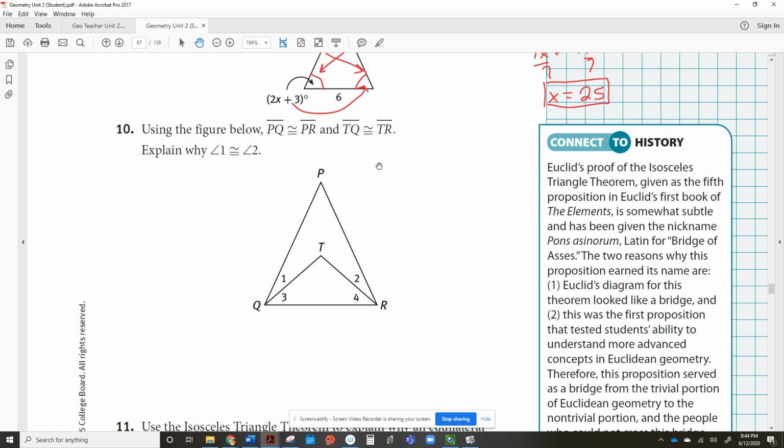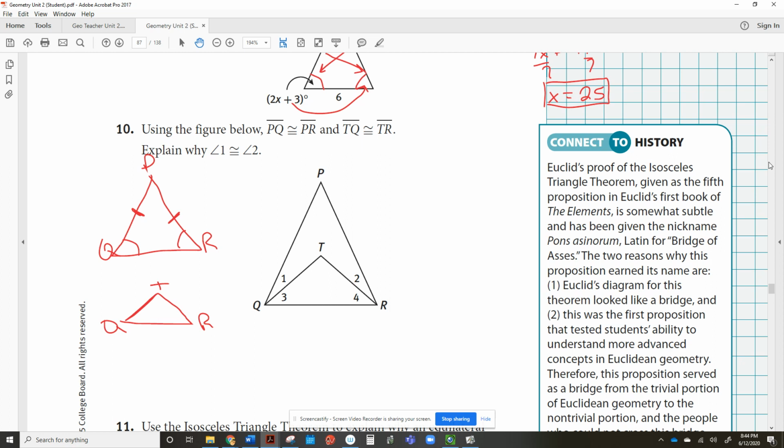Explain why the measure of angle 1 is equal to the measure of angle 2. Anytime I have a busy picture, I like to simplify it. This is PQR. I don't have that little triangle in the middle. And this is QTR. Now, PQ, that's this one, is equal to PR.